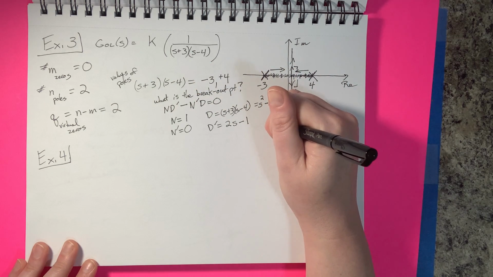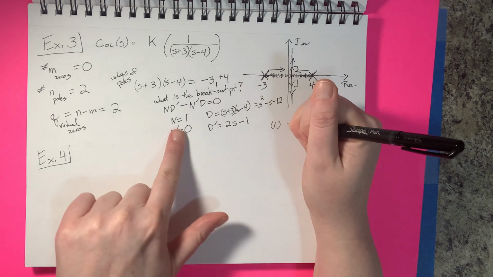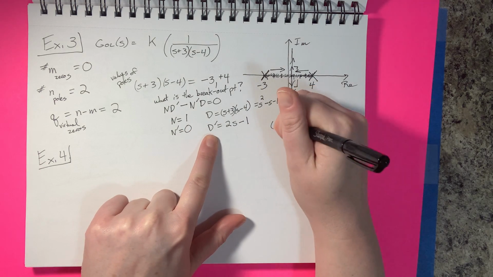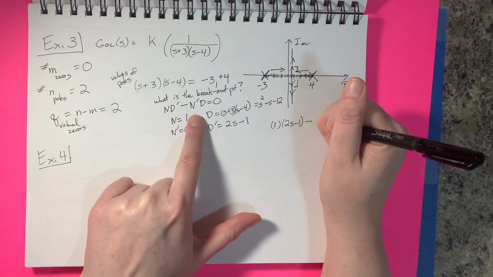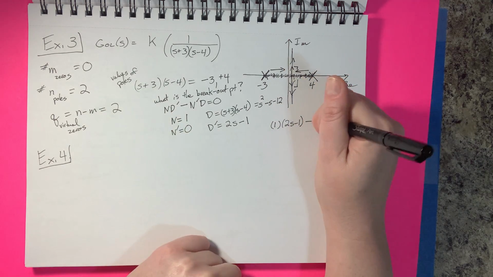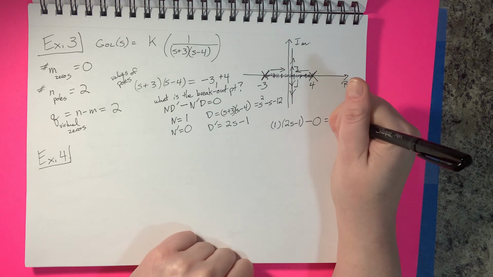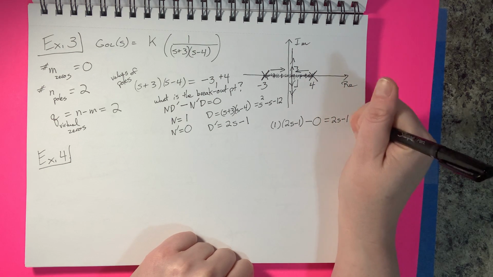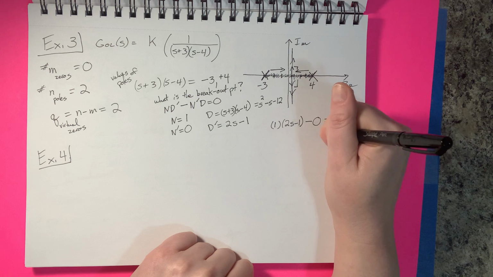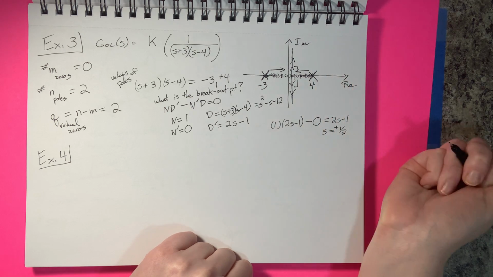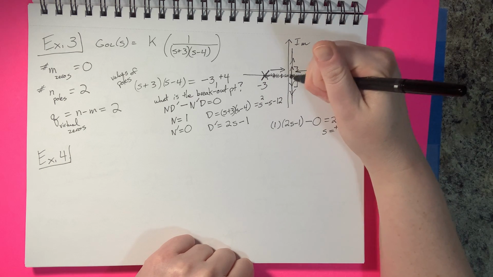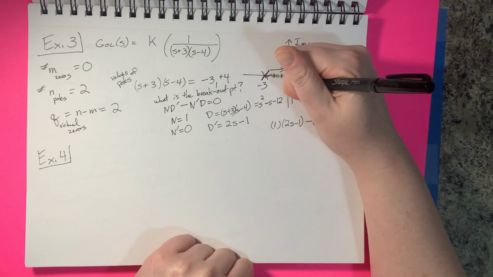All right, so we have 1 times D derivative, 2s minus 1, minus, let's see, N derivative is 0, so everything else out here is going to be 0. So we're solving for 2s minus 1. And if we solve for that, we get s equals 1/2. It's a positive 1/2, okay? So this value right here is actually positive 1/2.